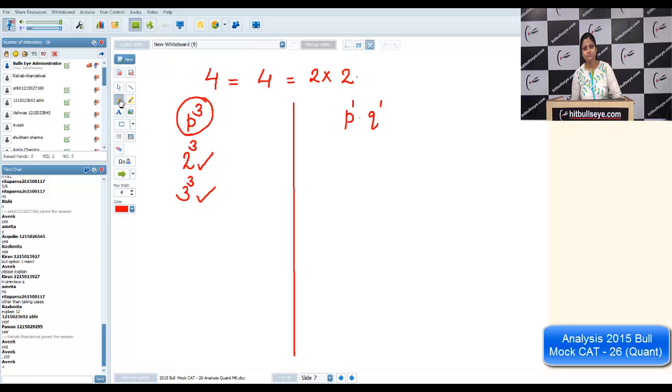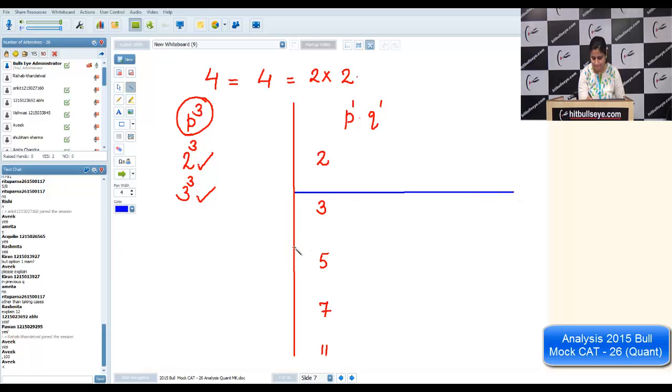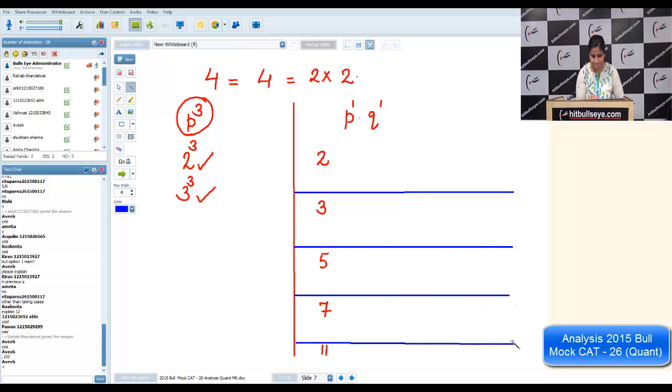Now p and q, they should be distinct prime always. Let us start with the lowest prime, that's 2. Then I'll consider 3. Then I'll consider 5. Then I'll consider 7, 11 and so on. So let us see. With 2 we can write 3. With 2 we can write 5.